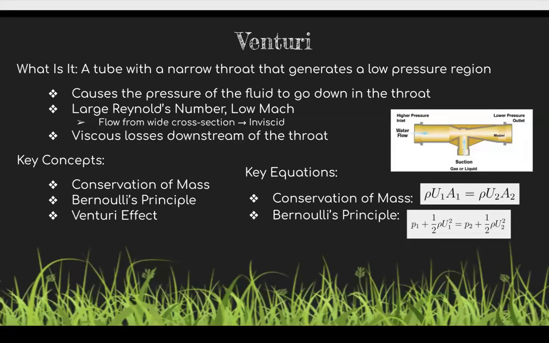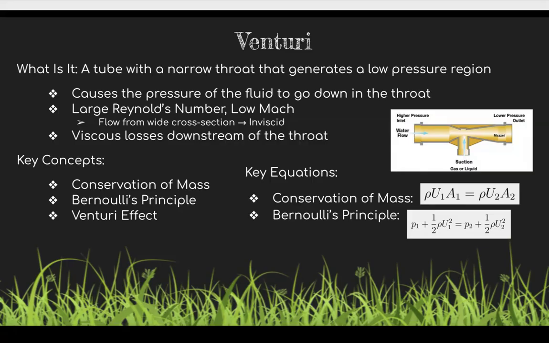The term venturi is used to describe a tube whose cross-sectional area is reduced with the purpose of reducing the pressure. Since we assume that the flow from the wide cross-section is inviscid, then we also assume there is a large Reynolds number and a low Mach number. There are also viscous losses downstream of the throat.